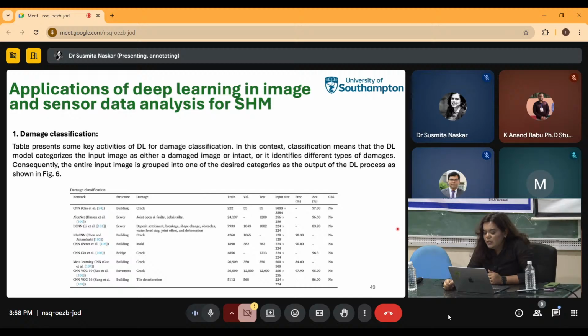So basically you will see that they have studied this deep learning based damage classification, which represents a transformative approach for structural health monitoring. By leveraging these powerful techniques that they have talked about, the CNN, AlexNet, VGG, meta-learning CNN, we can very quickly and accurately classify structural defects at different length scales, making infrastructure maintenance safer, more efficient, as well as more effective, right?